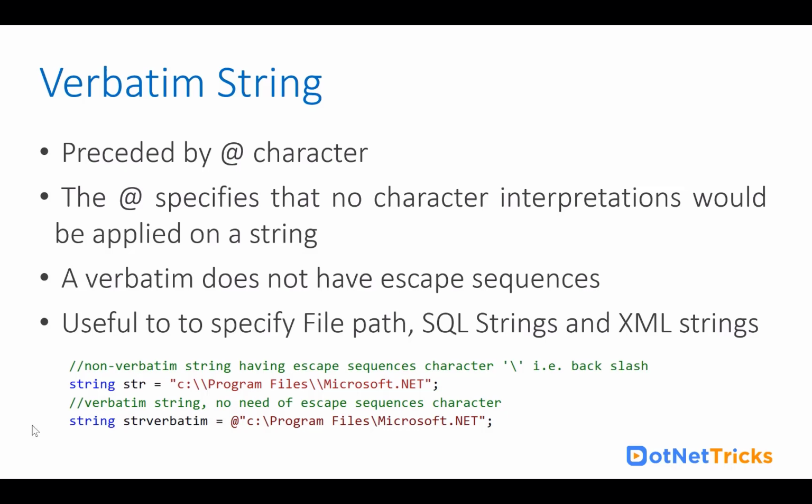Especially, let's say there is a non-verbatim string, string str, and we are trying to define the path of the Microsoft.net folder within the C drive and Program Files. To escape the sequence character, we have to use two slashes, like C:, then two slashes, then two slashes for Microsoft.net. Instead of putting two slashes to escape the sequence character, a better way is to just use @ before the string, and now you can go with whatever file path you have as it is.